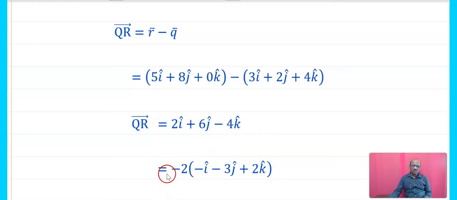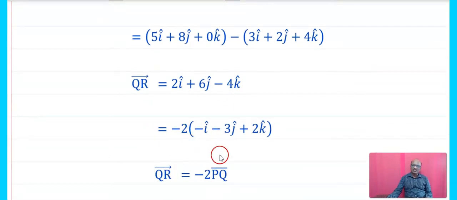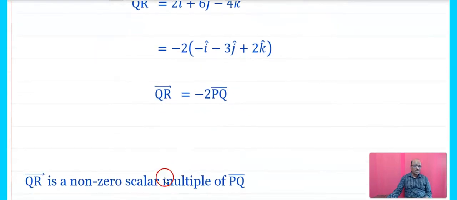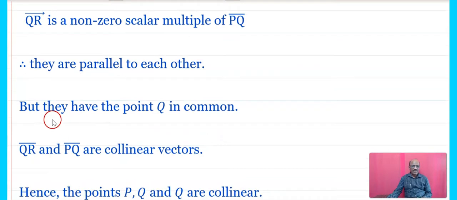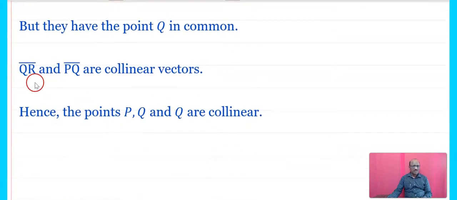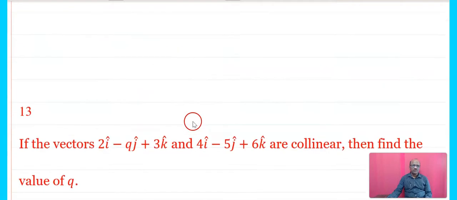Take minus 2 as common, then you will get minus i cap minus 3j cap plus 2k cap in bracket, and this is nothing but PQ bar. Hence, QR bar is equal to minus 2 times PQ bar. That is, QR bar is a non-zero scalar multiple of PQ bar, and they are parallel to each other. They have the point Q in common, and that's why QR bar and PQ bar are collinear vectors. Hence, the points P, Q, R are collinear.